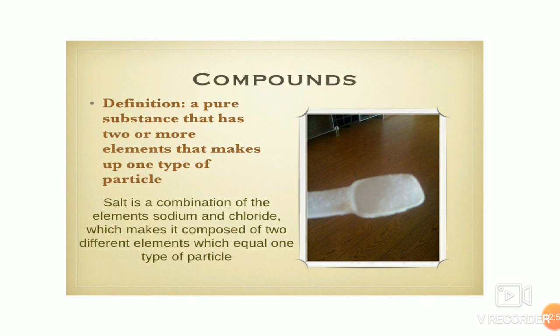Moving on, the example given here is salt. Salt is a combination of elements such as sodium chloride, which makes it composed of two different elements. Break it: sodium chloride, sodium and chlorine.